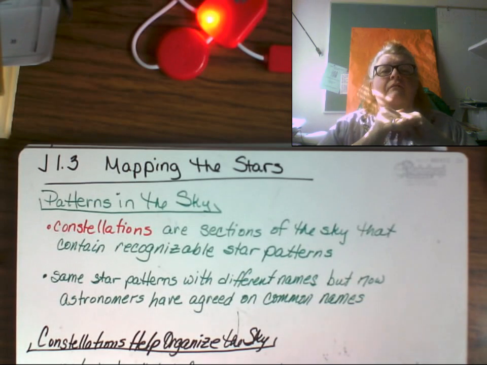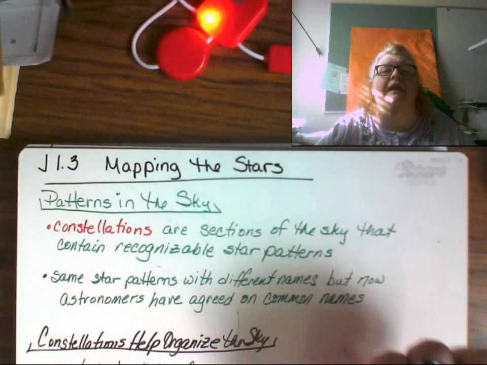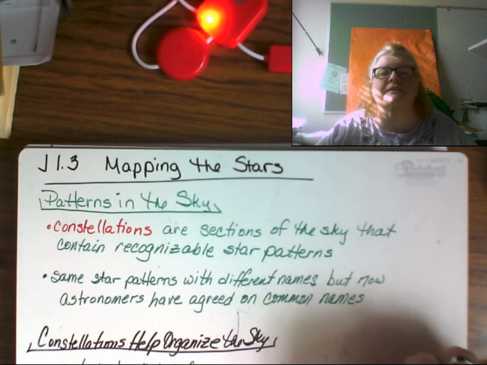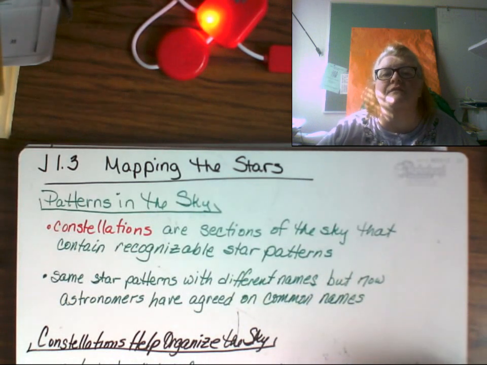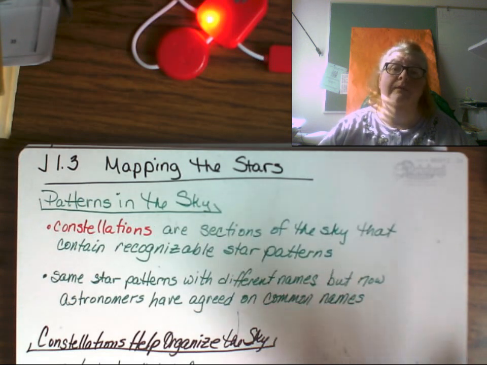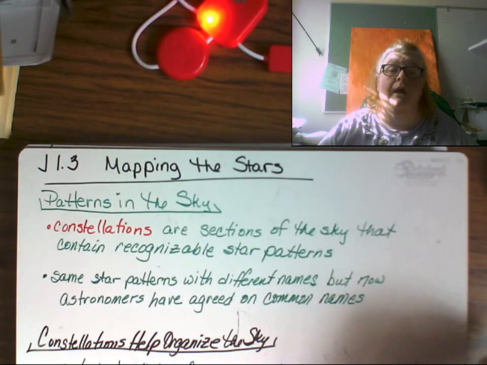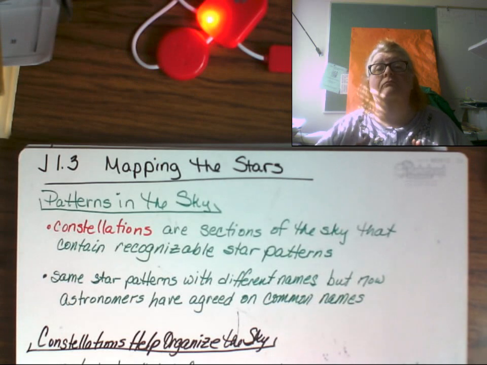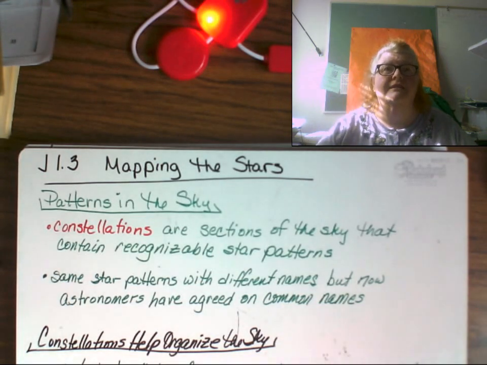Section 3, mapping the stars. Patterns in the sky is the first section underneath that. And it says constellations are sections of the sky that contain recognizable star patterns. Recognizable star patterns. That has always confused me because to me, I don't see the pattern that other people see. It just drives me crazy. But they insist that the pictures are actually there.